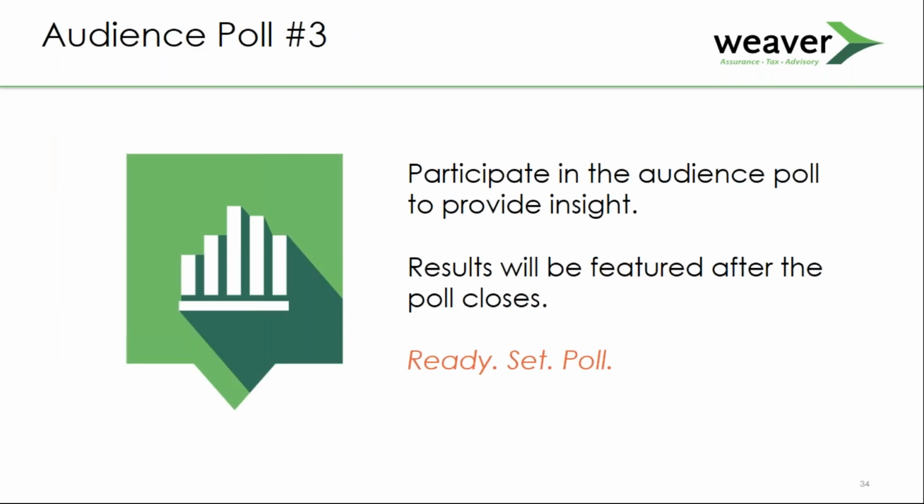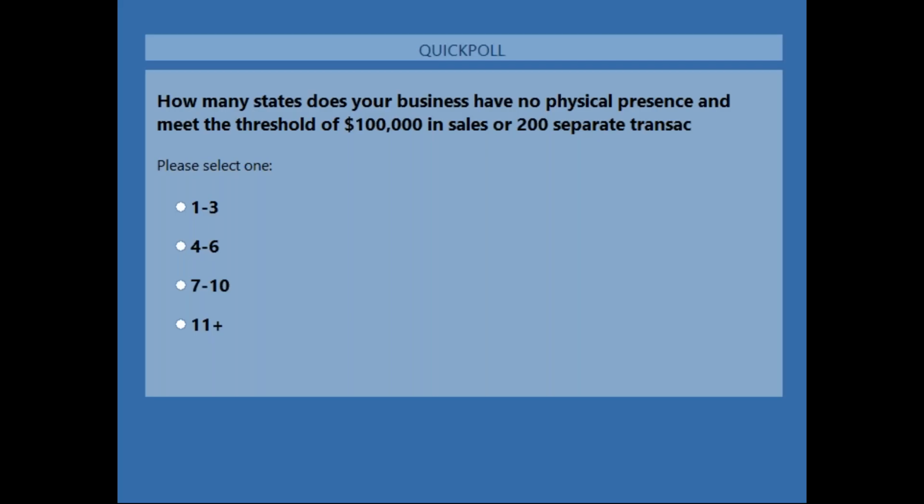All right, we're at our audience polling question number 3. The question is, in how many states does your business have no physical presence and meet the threshold of $100,000 in sales or 200 separate transactions? 1 to 3, 4 to 6, 7 to 10, or 11 and more.